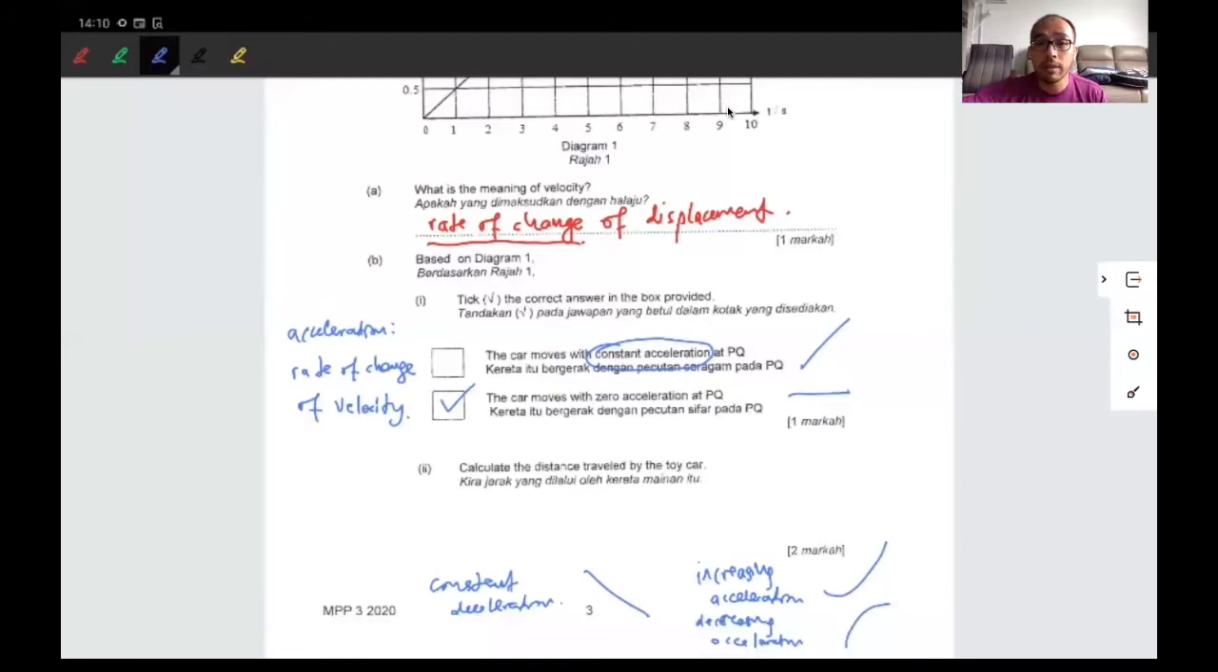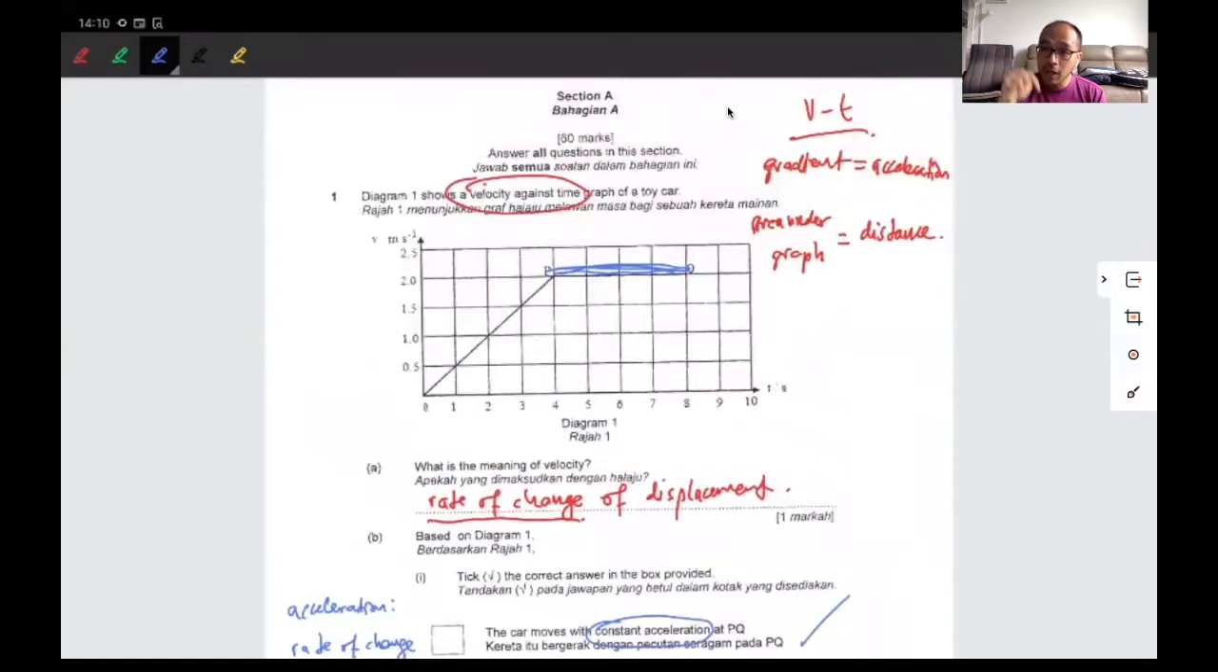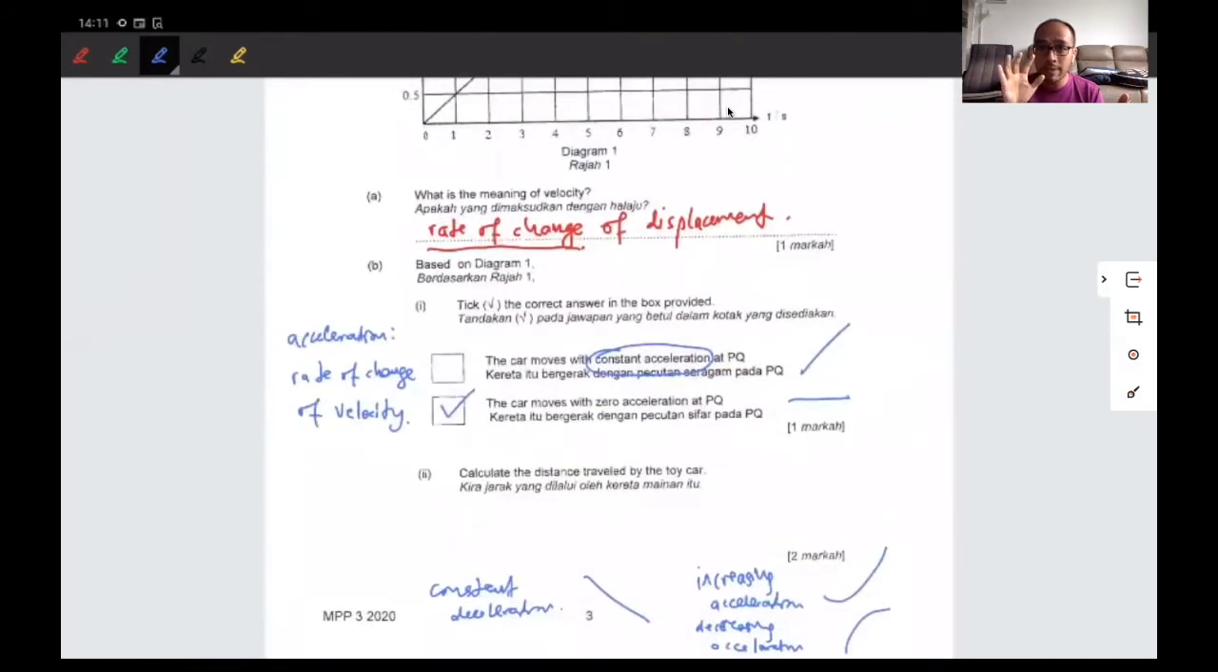Okay, but don't worry about the other two over there lah. Just make sure that you know this one, constant acceleration, zero acceleration, and constant deceleration. But remember, it is for a velocity time graph. You cannot make the displacement time and velocity time graph the same meaning. It is totally different meaning, so jangan samakan. So yang saya kongsikan sekarang ini specifically for velocity time graph.